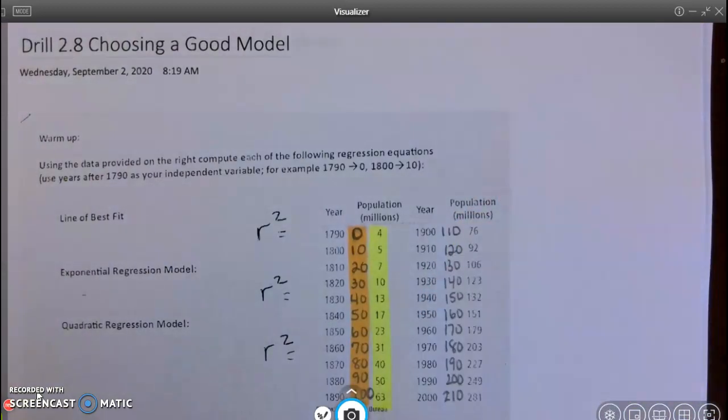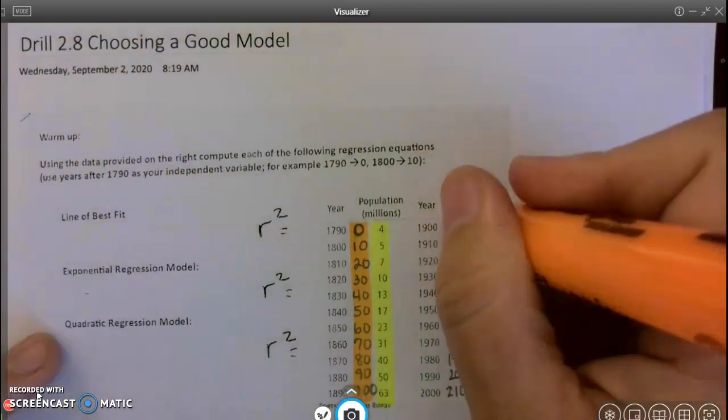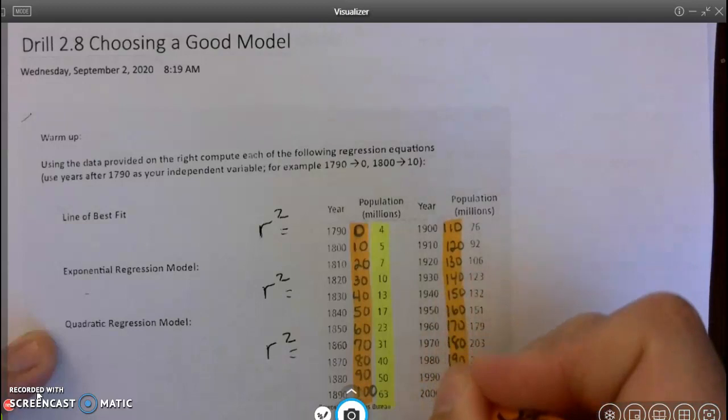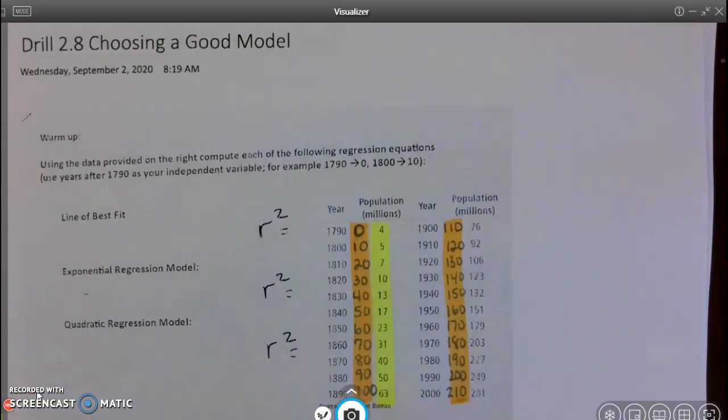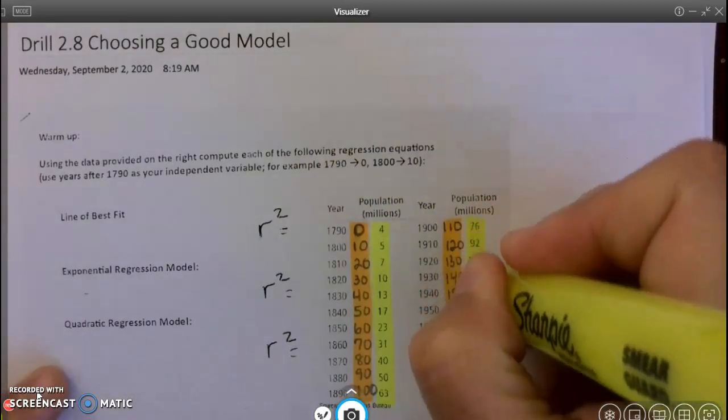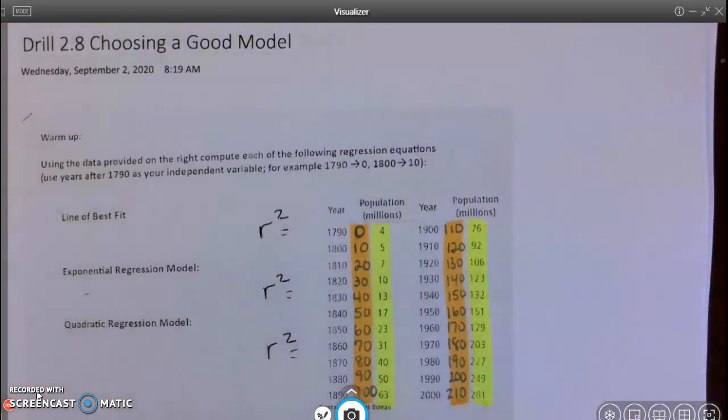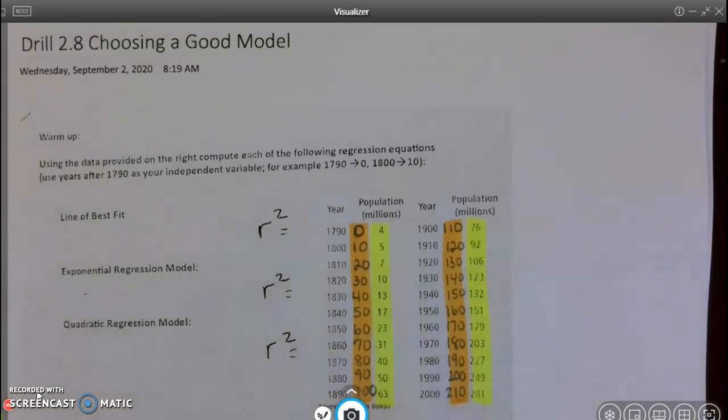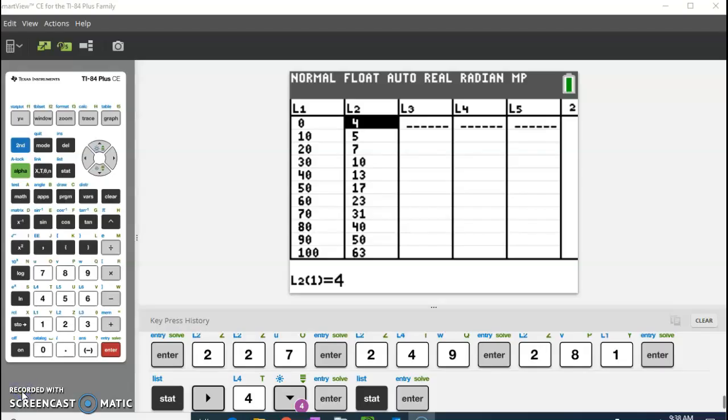So again, I'm going to highlight in orange. These are going to be my L1, my independent values. This represents my years. And in yellow, I have my dependent, which is my population in millions. What I'm going to do now is go over to my calculator and enter this data. The orange values I'm going to enter in L1. The yellow values I'm going to enter in L2. All right, so I've entered the data in my calculator.